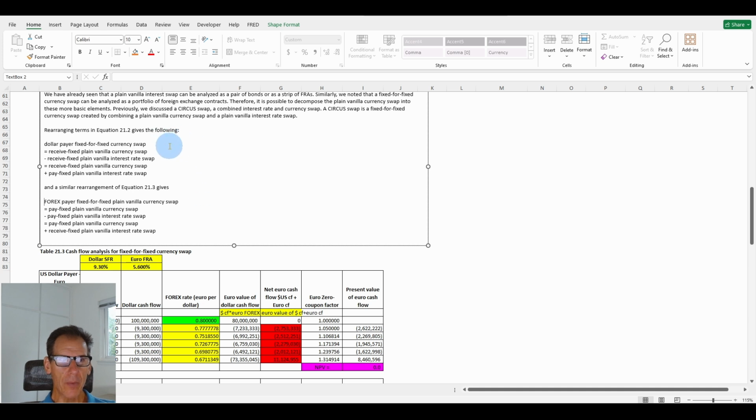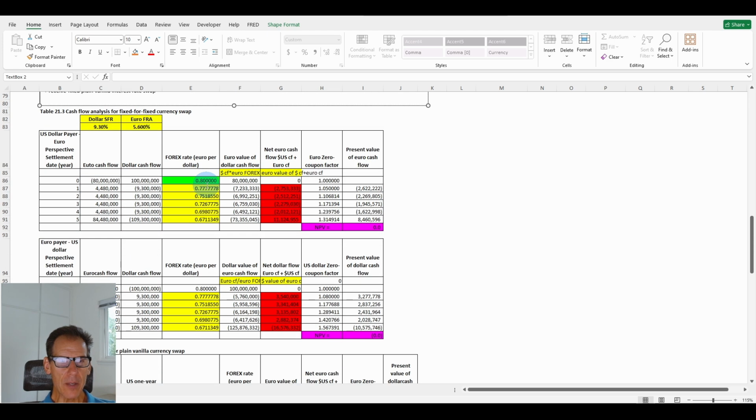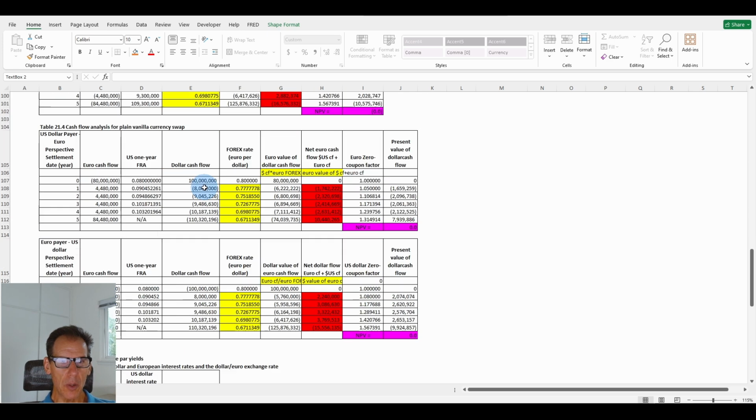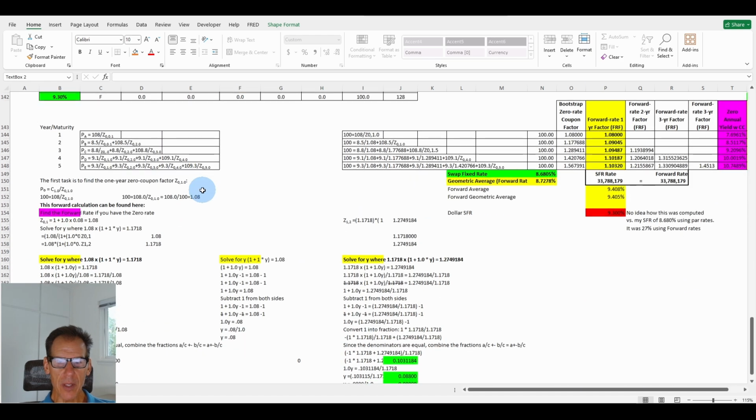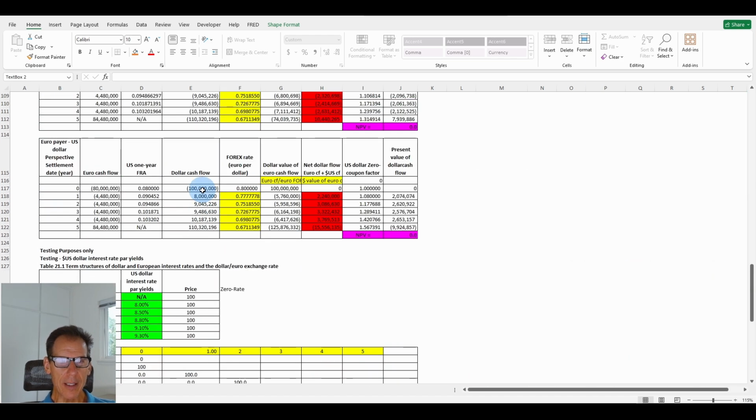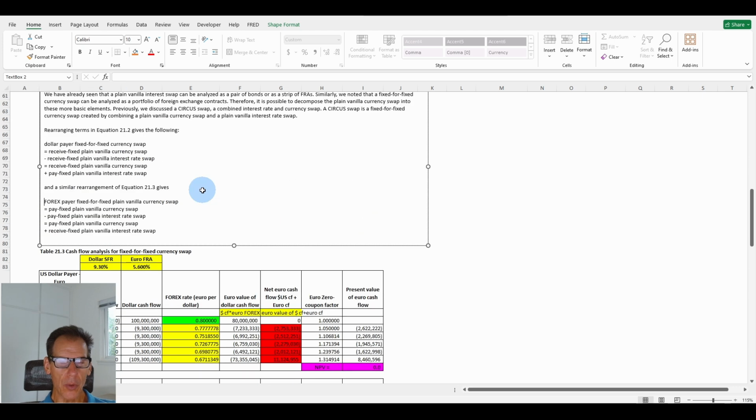Got that? We've got currency and interest rate swaps. We're rearranging all of that stuff. And here is the cash flow. It's going to be identical to 19.0. And then the numbers are going to be the same. So you can focus all of your attention on 19.0, or you can just work through this information.